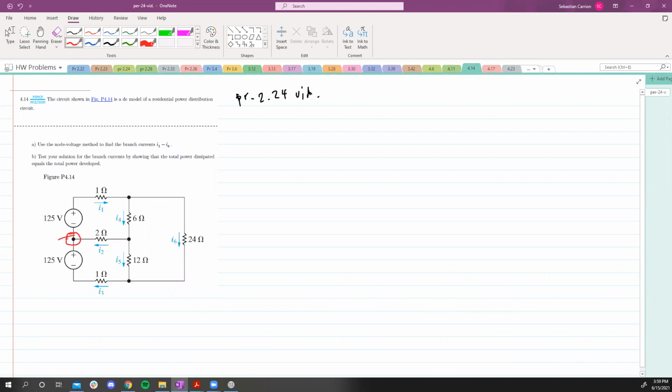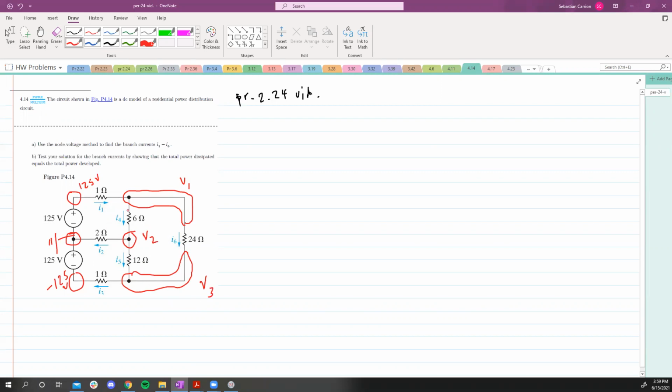this node here and make it ground. 125 volts. And this should be negative 125 volts. Call this V1, V2, and let me call this one V3.